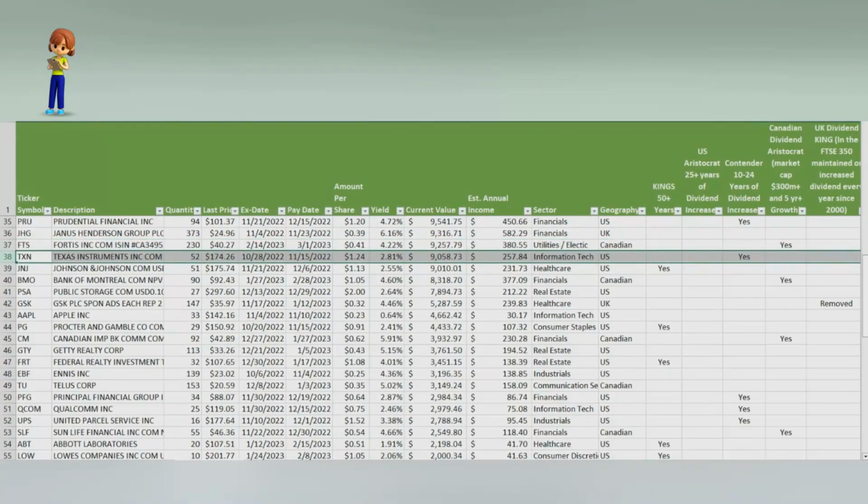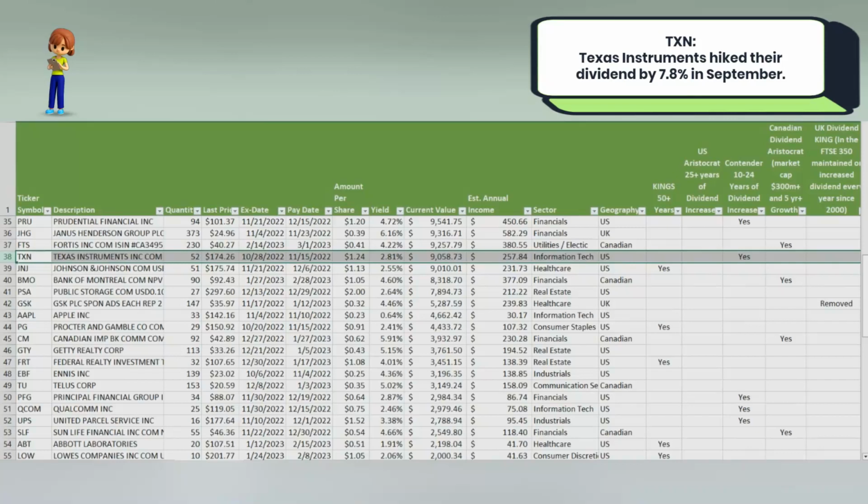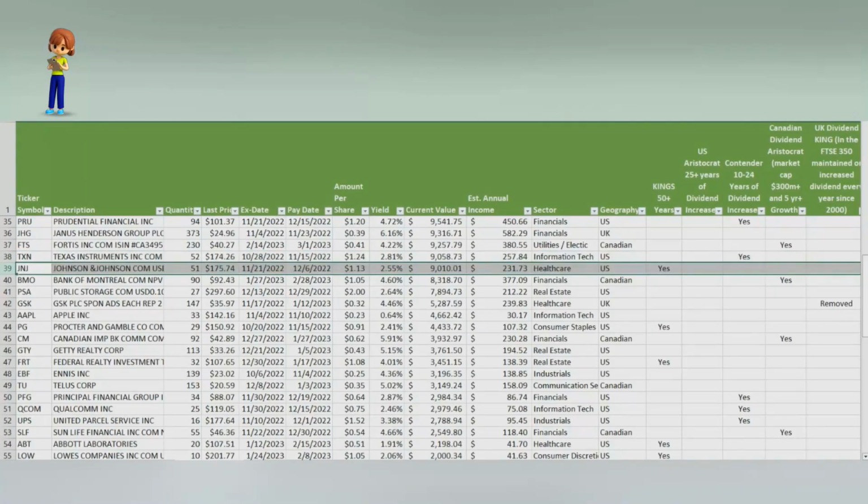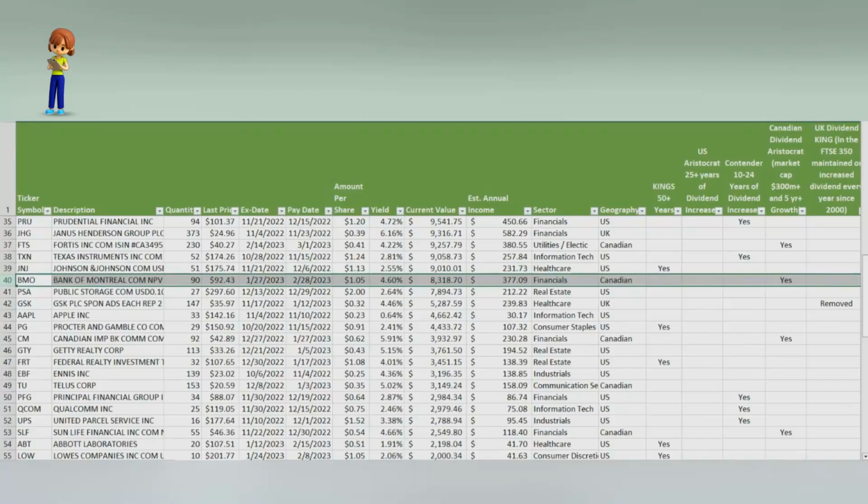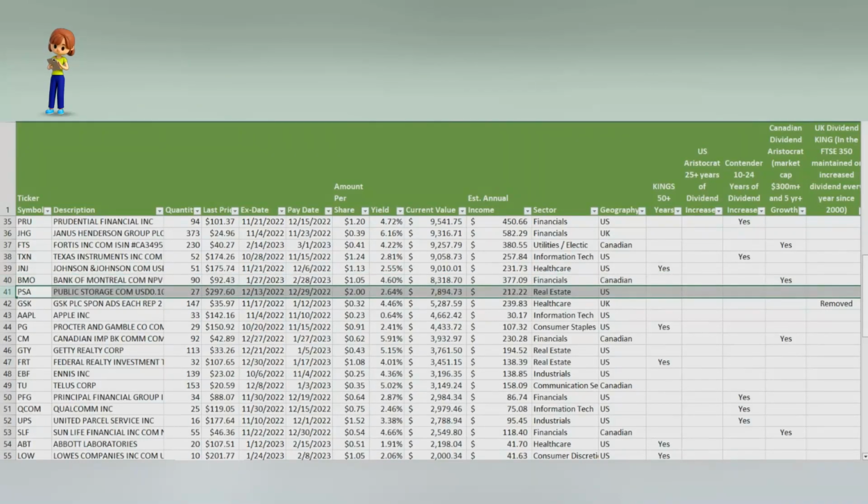I've got just over $9,000 worth of Texas Instruments, generating $257 a year, just over $9,000 in Johnson & Johnson, a dividend king, generating just over $230 a year, a relatively new position in BMO, a large Canadian bank, generating $377 a year, and also a Canadian dividend aristocrat, and just under $8,000 from Public Storage, generating about $212.